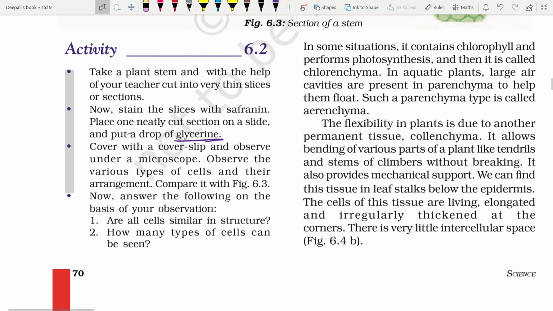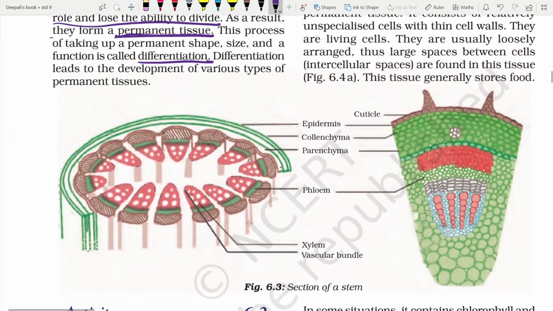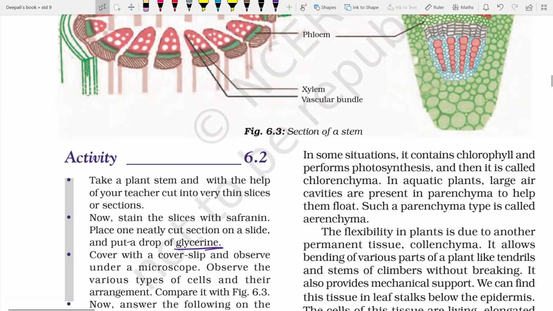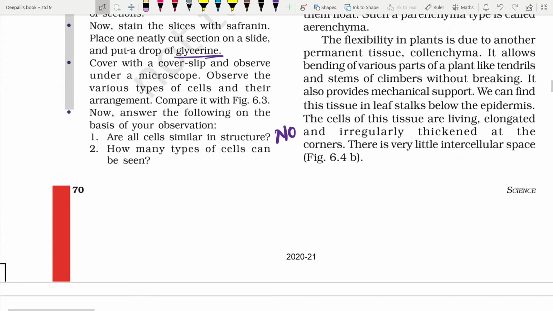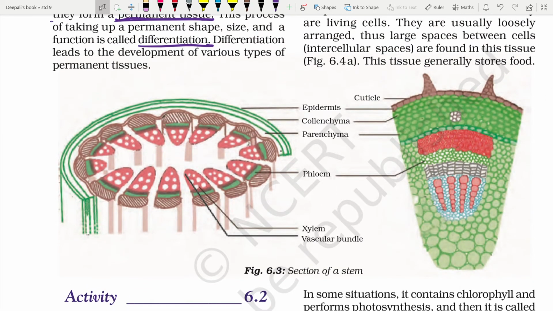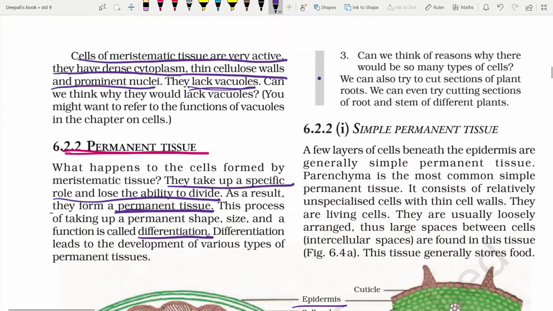Then you will observe, are all cells similar in structure? No, it is not possible as you can easily see in the diagram. They have different structures. How many types of cells can be seen? Then we can see epidermis, collenchyma, parenchyma, phloem, xylem, which are also called together the vascular bundle.